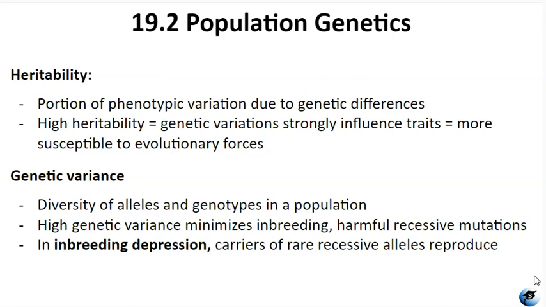For instance, rare recessive alleles causing diseases may persist in a population at low levels, since the chance of carriers mating and producing affected offspring is low. However, when carriers interbreed, the likelihood of disease inheritance increases, resulting in a phenomenon known as inbreeding depression.